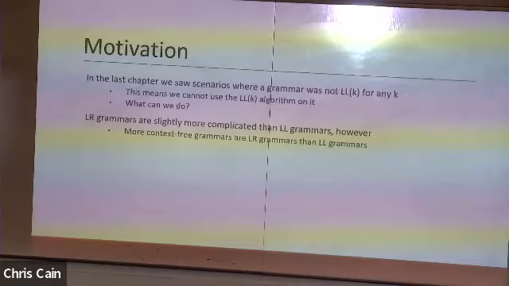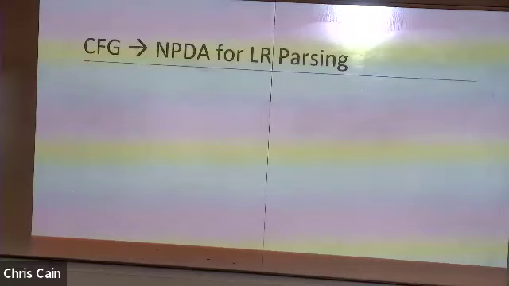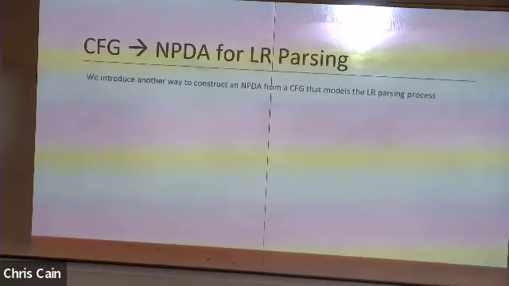So just like we started before with LL parsing, we're going to look at how we could construct an NPDA from a context-free grammar that models the LR parsing process. So we know that there are multiple separate NPDAs that are equivalent and model the same language. So we're going to now show, for the same grammar, a way to construct a different NPDA that is equivalent, also recognizes the language, and will allow us to move forward.